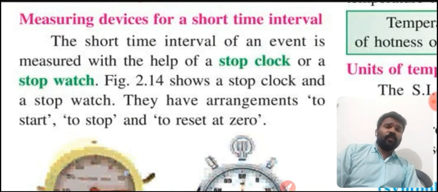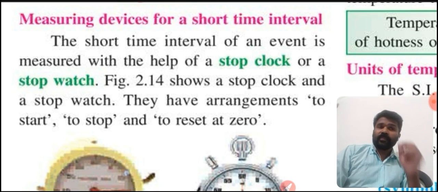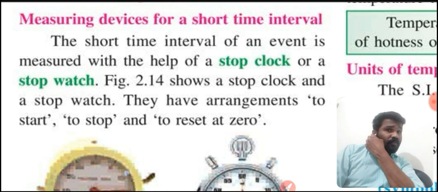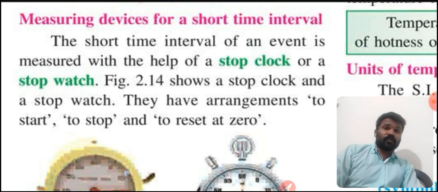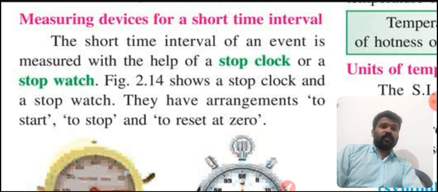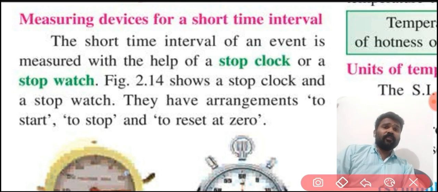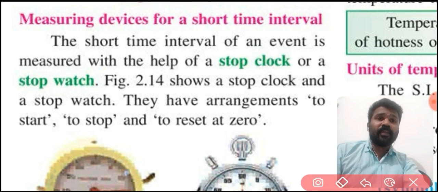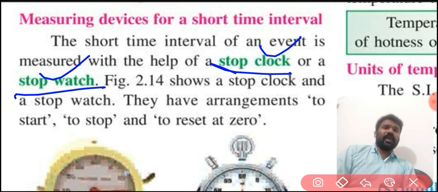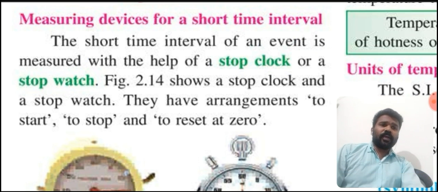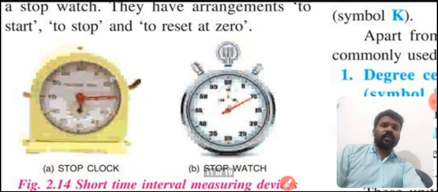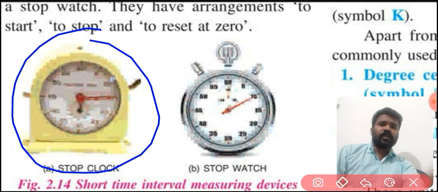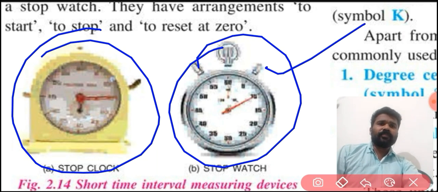Now we are going to discuss measuring devices for a short time interval. For a short time interval, which device are we going to use? The short time interval of an event is measured with the help of a stop clock or a stopwatch. In the figure it is shown, and it is there in the lab. This is a stop clock, this is a stopwatch.